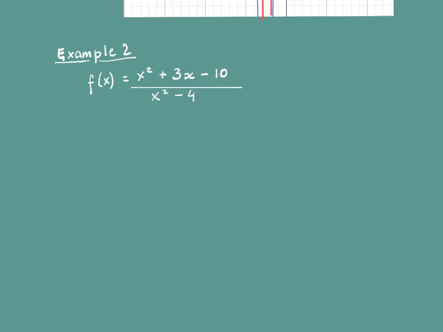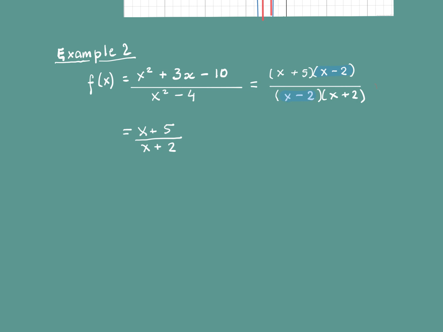So let's have a look at example 2 quickly. We can factorize the top because it's just a quadratic, and then we look at the bottom. Now that's just a different form of quadratic. It's called difference of 2 squares. So we factorize it into x minus 2 times x plus 2. Now the second part of it is we need to cancel, so that's the next step, and we can see that we can cancel x minus 2 and x minus 2.